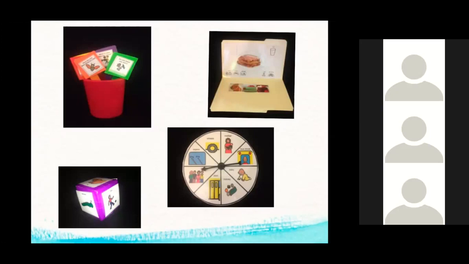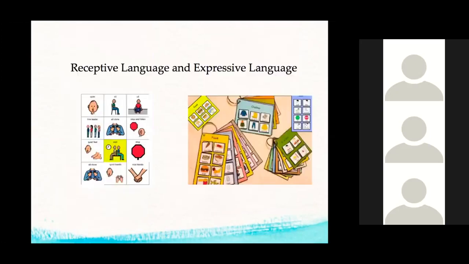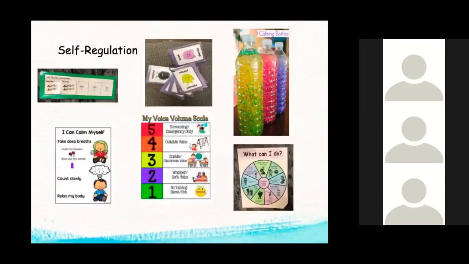Some sort of communication prompts to keep that language development going, receptive and expressive language supports. We talked a little bit about that. And of course, self-regulation is an area where we need lots of visual supports.